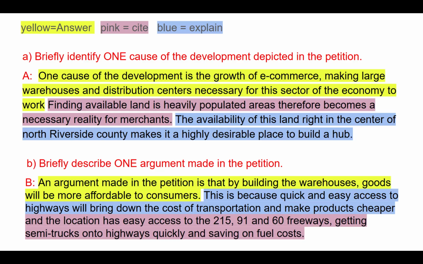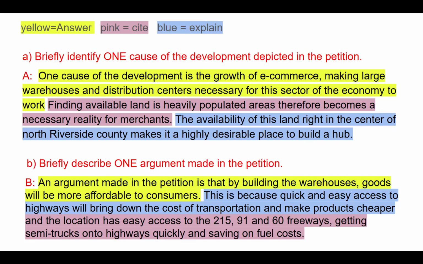So here's where you're looking inside the document. The College Board is trying to figure out, can you read an academic or an archaic piece of writing, something that was written 400 years ago, let's say, and can you make sense of it? That's the essence of letter B. So here's the answer. An argument made in the petition is that by building the warehouses, goods will be more affordable to consumers. So if you go back to the document, that is right there. The petitioner is saying it very clearly. If we can get this land in Riverside, the price of goods to consumers is going to go down.